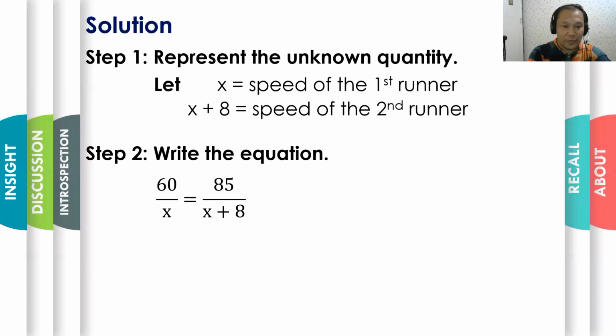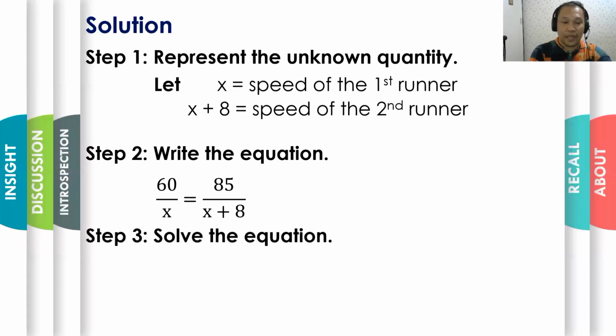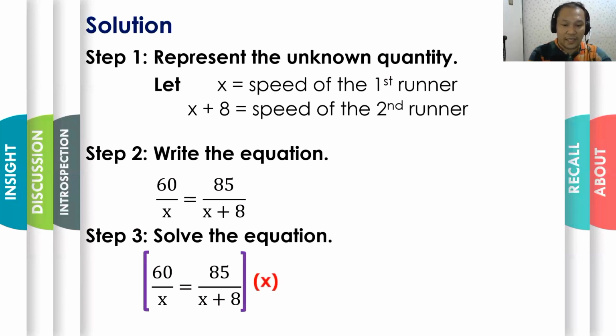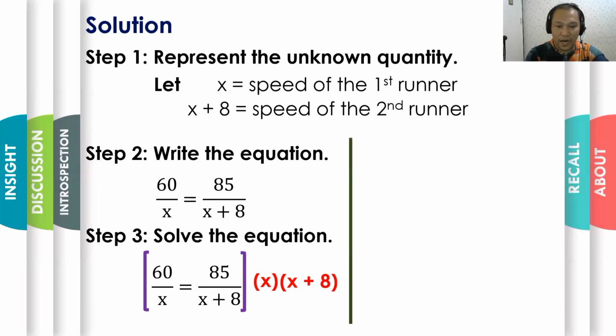And after that, we proceed to step number 3, which is to solve the equation. To solve the given equation, we are going to get our LCD. And the LCD here will be the product of x times x plus 8. Okay, therefore, apply now the concept that we learned from equations. The LCD will be divided by each denominator, then multiplied to our numerator. Thus, we have 60 times x plus 8.